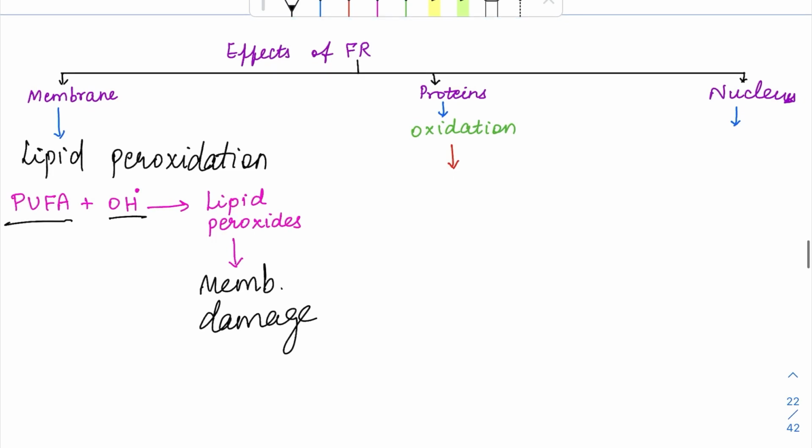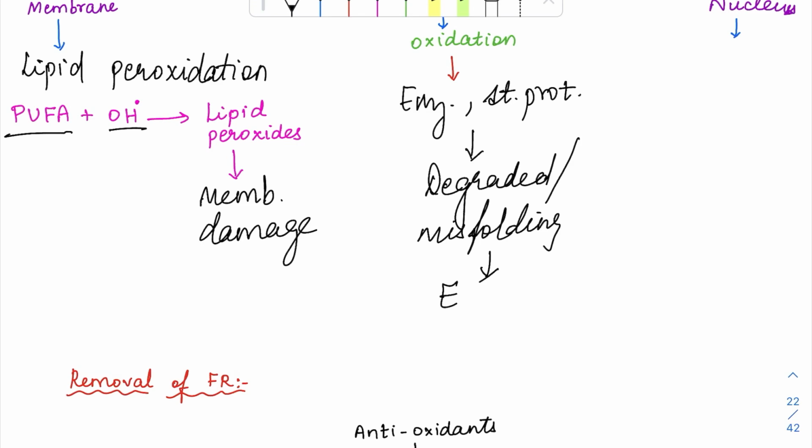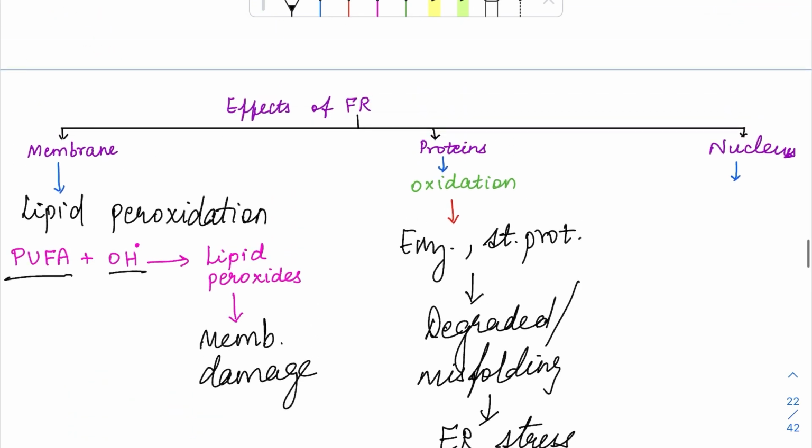Then these free radicals can cause oxidation of the proteins. Enzymes are proteins, and there are also structural proteins. All of these are going to undergo oxidation. Oxidation is going to degrade the protein. So it will cause either degradation or misfolding of the protein. These proteins are going to be misfolded, causing endoplasmic reticulum stress. So there is going to be misfolding of the proteins.